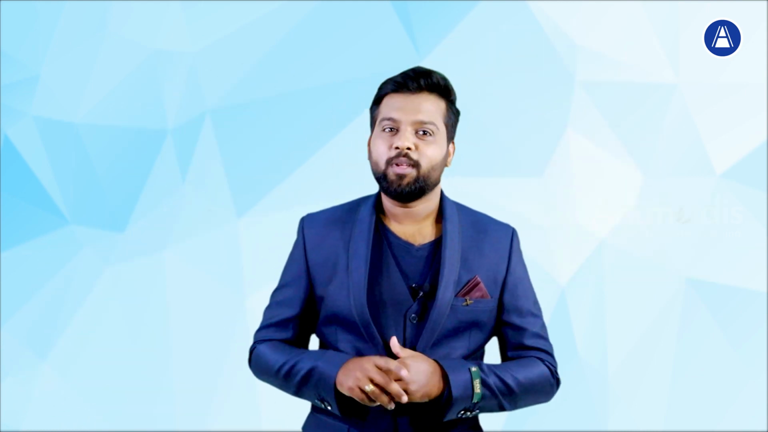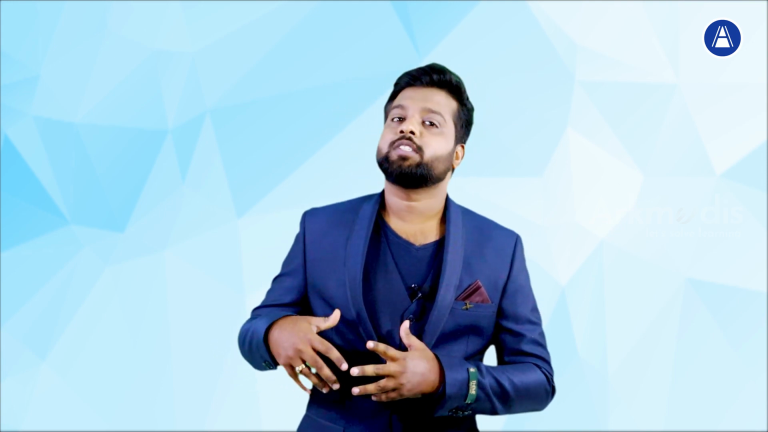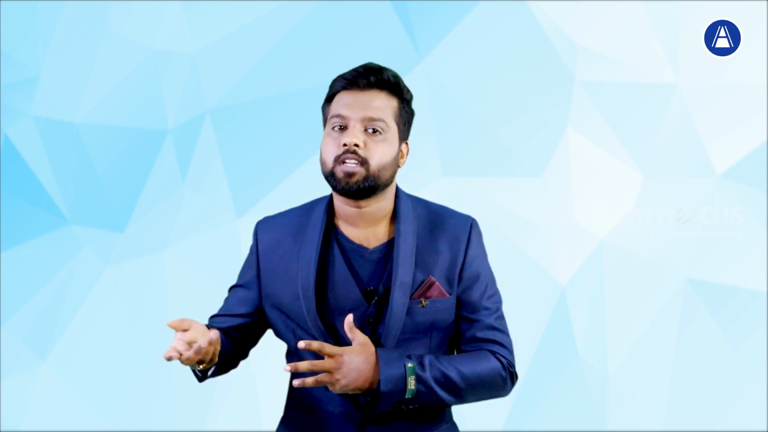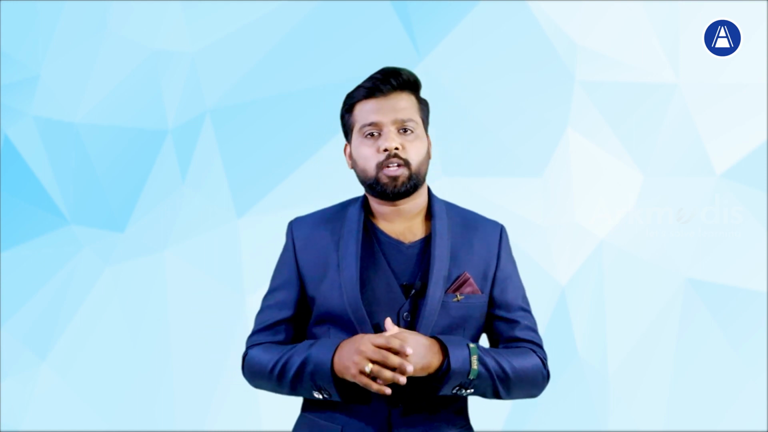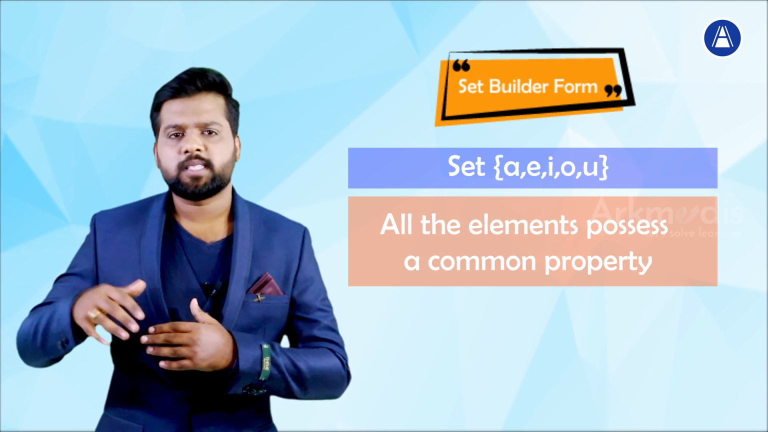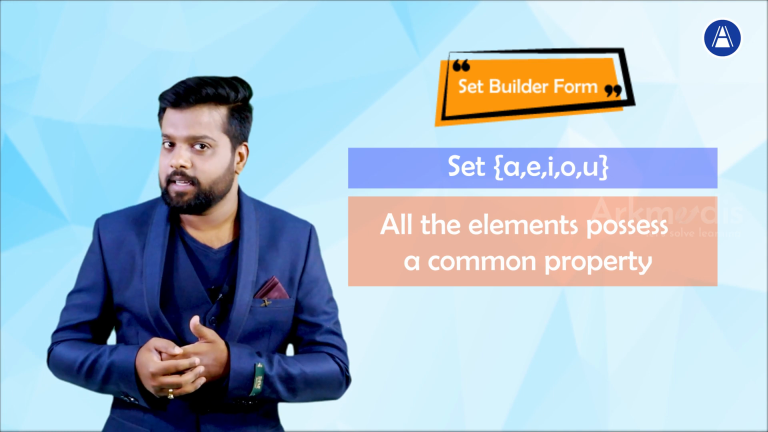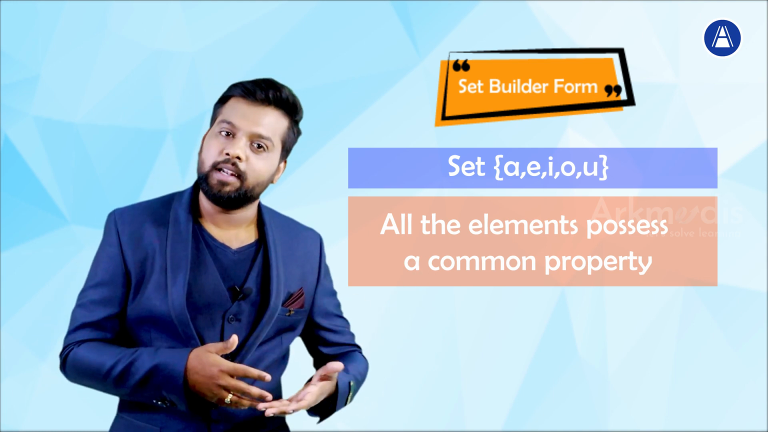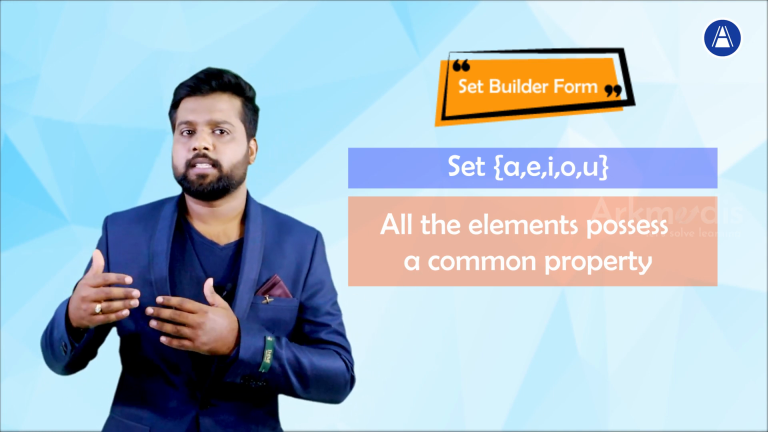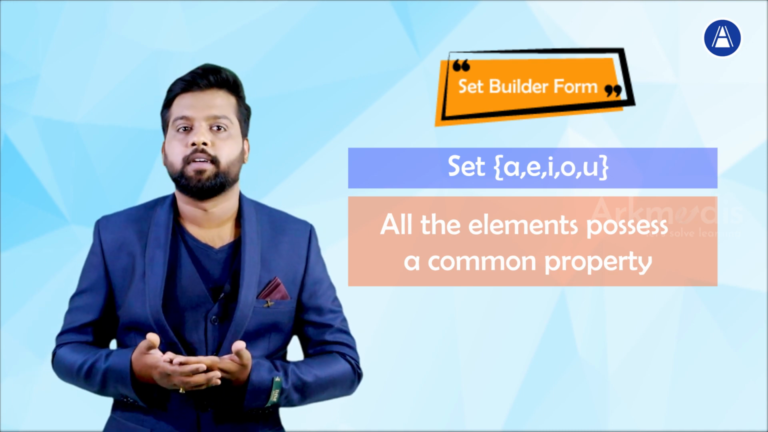In set builder form, all the elements of a set possess a single common property which is not possessed by any element outside of the set. For example, let's talk about vowels, okay. In the set A, E, I, O, U, all the elements are called vowels, right? All the elements possess a common property, namely each of them is a vowel in an English alphabet. Like for example, all the other alphabets, will they be vowels? No, because we just have 5 vowels.